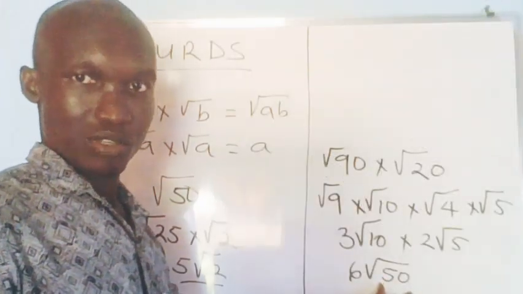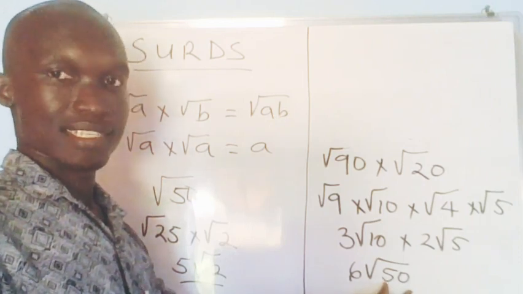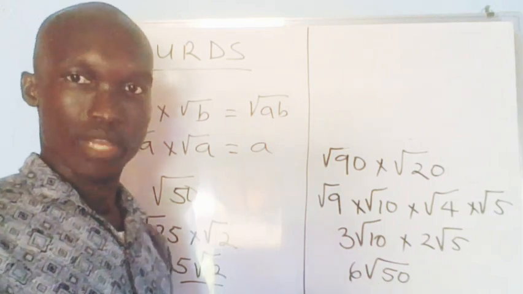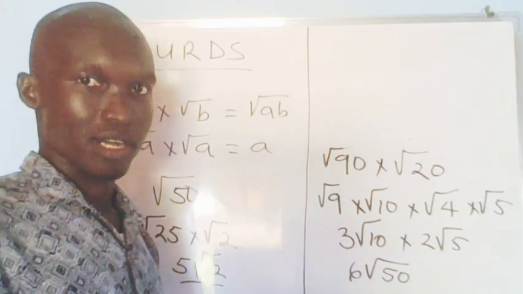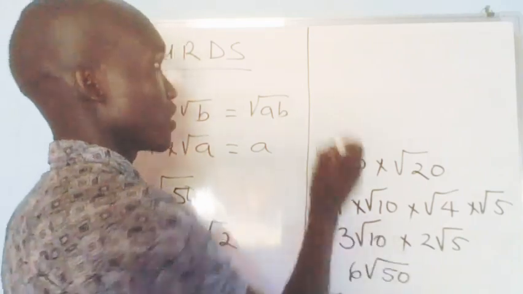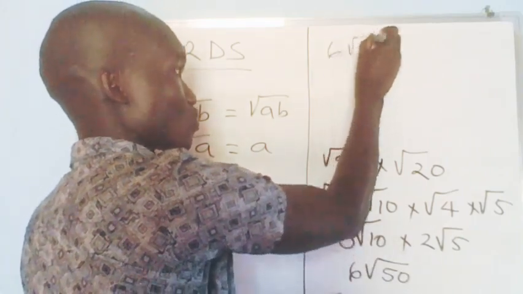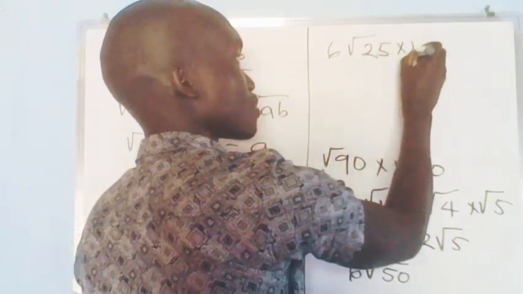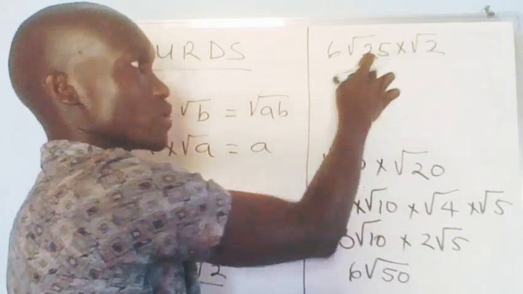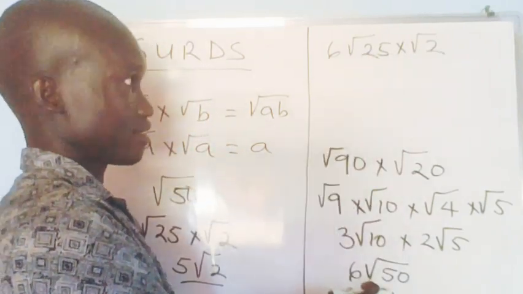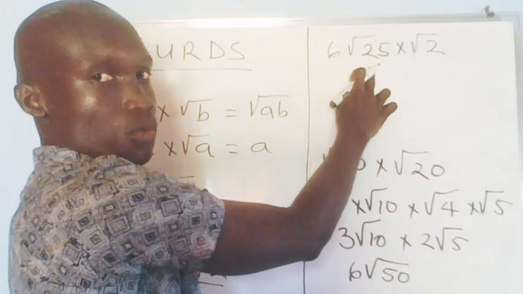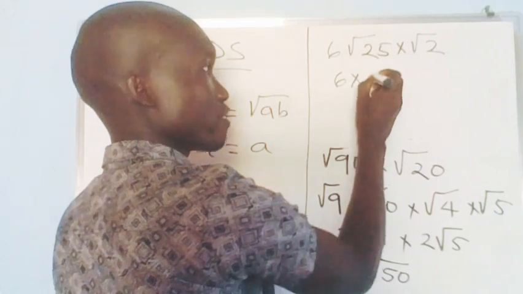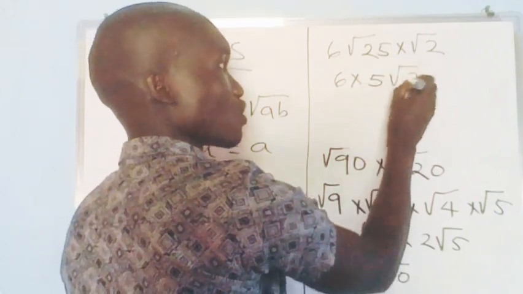Now we express this also as a surd. How do you express root 50 as a surd? We have to come up with two numbers. One has to be one whose square root we can find, and another has to be any other number with a square root. So from here we are going to have 6 root of, we can come up with two numbers. We can come up with root 25 times root 2, so that 2 times 25 will give us 50. Now we can find the square root of 25. So that we have 6 times 5 root 2.